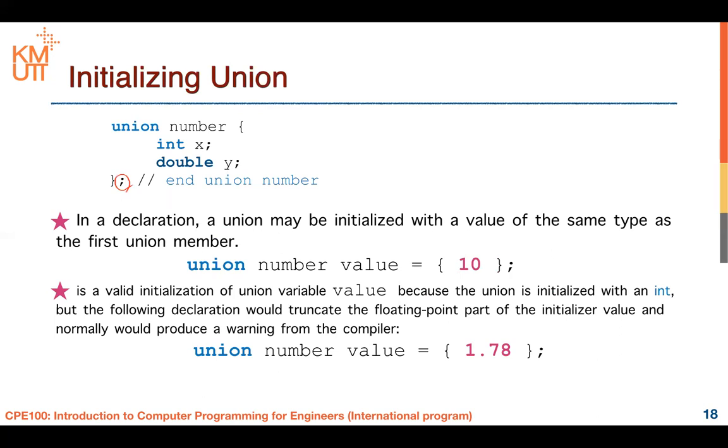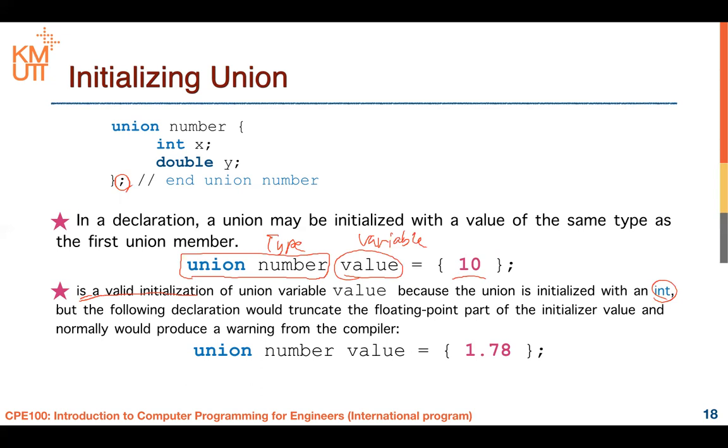In a declaration, a union may be initialized with a value of the same type as the first union member. Okay, the first union member is integer, right? If you define it like this, union number, this is like a type, and then value, this is a variable. You initialize it to be 10. So now 10 will be assigned to integer X. This is the initialization, and it will be initialized to an integer.